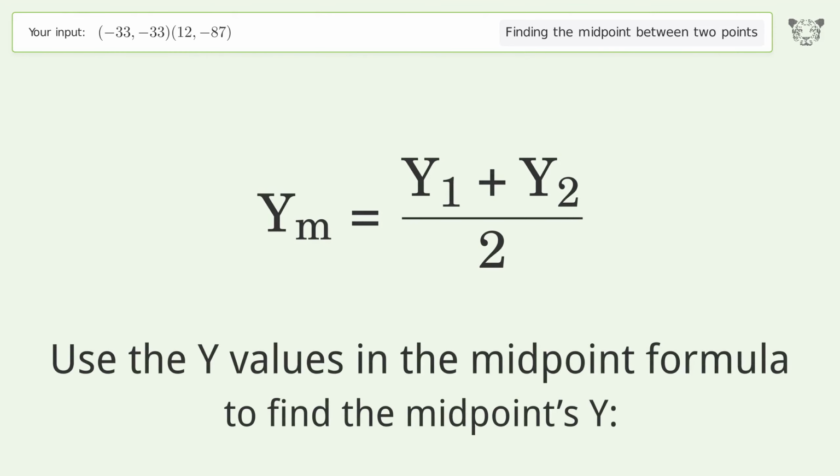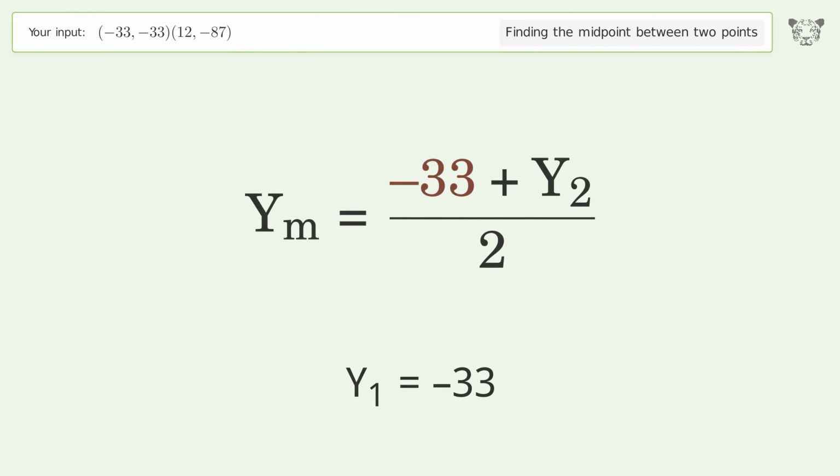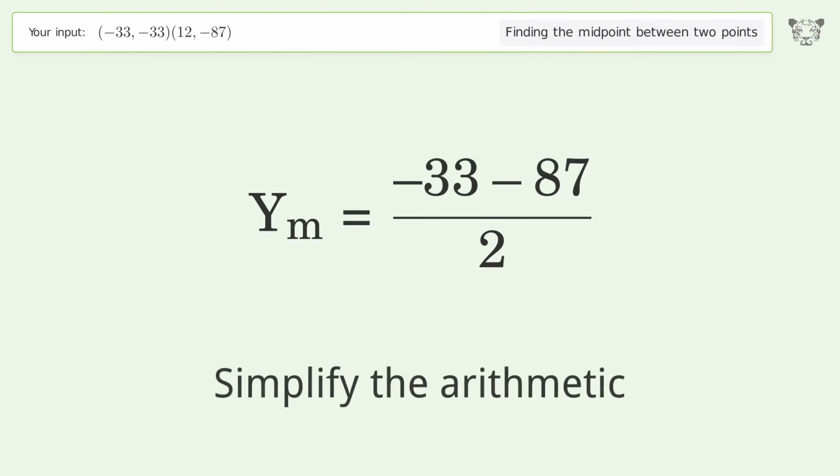Use the y values in the midpoint formula to find the midpoints y. y1 equals -33. y2 equals -87. Simplify the arithmetic.